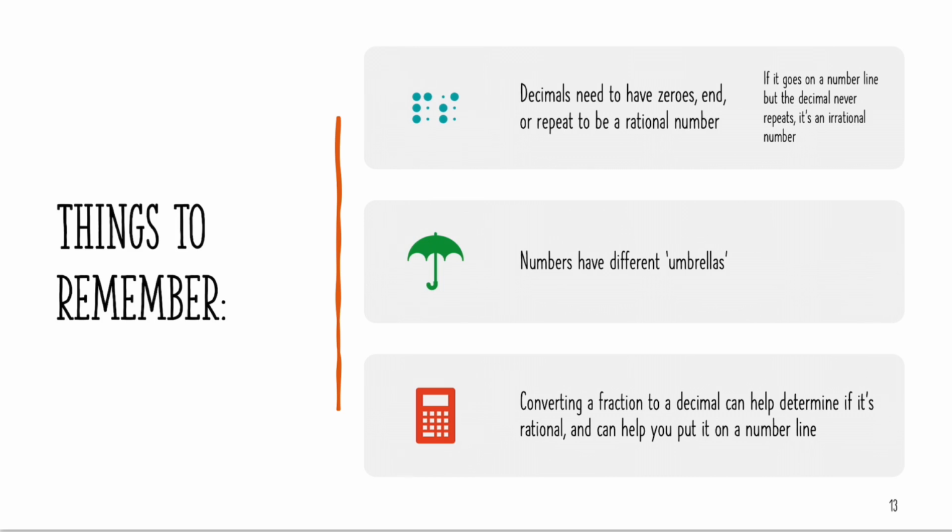Converting a fraction to a decimal can help you determine if it's rational or irrational. And it can help you find it on a number line, especially if you have these crazy fractions with thousands of numbers. Changing it to a decimal helps you kind of figure out where it would go on a number line.